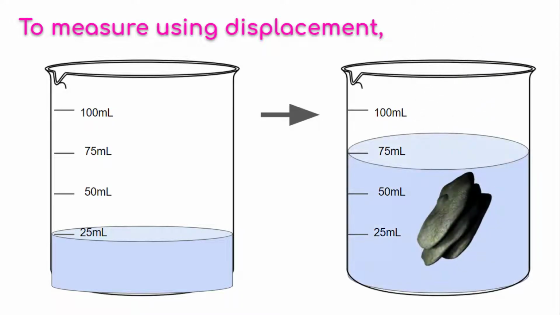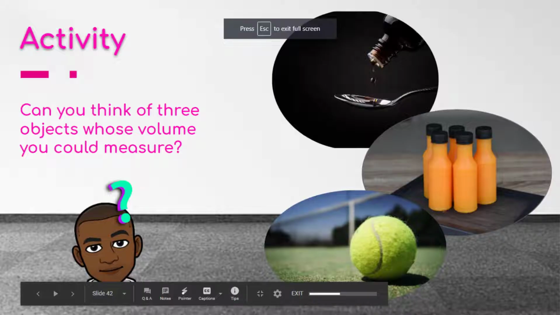I'm going to put a stone in my beaker. Then, we would measure the new volume of water. Here, it is now 75 milliliters. Subtract the old volume of water from the new volume of water to get the volume of the irregular object. Here, it would be 75 milliliters minus 25 milliliters, which would be 50 milliliters. This means the volume of the stone is 50 milliliters because it displaced 50 milliliters of water. That is the basic idea of how to measure the volume of an irregularly shaped object.